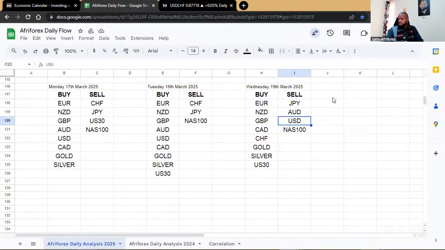So that's pretty much it in terms of all the currency pairs. Hopefully, for the guys who joined in a bit late, feel free to take note of that. We're going to move on to the indices and the commodities.